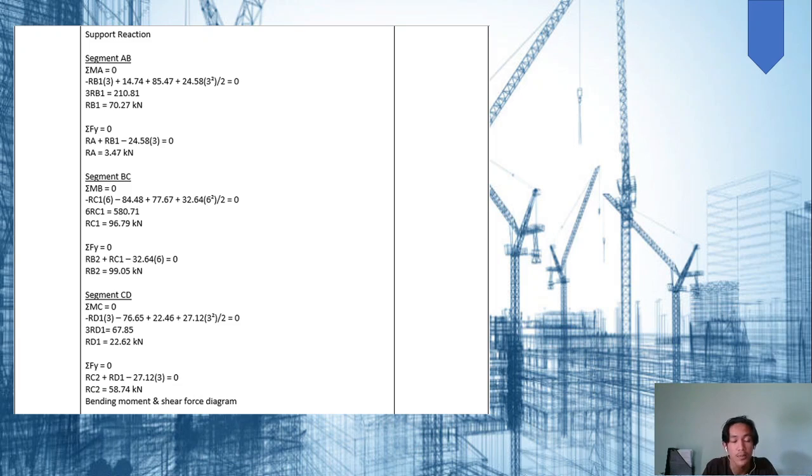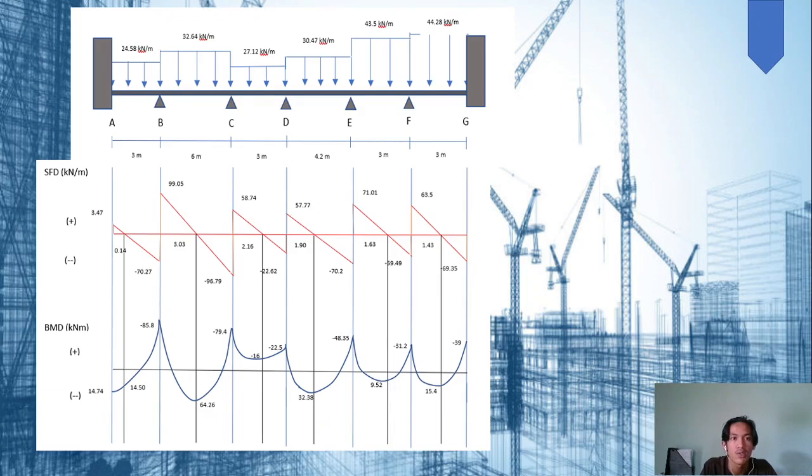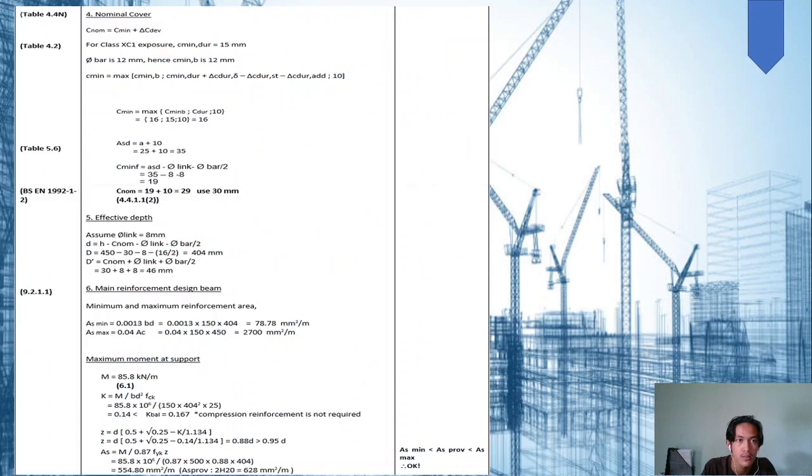And then we must calculate the support reaction at all segments in the continuous beam. We have segments AB, BC, CD, DE, EF, and also FG. After we calculate the reaction, we must provide the BMD and SFD, which is bending moment diagram and also shear force diagram. Okay, this is my SFD and BMD for the continuous beam. Then we proceed to the next calculation for designing the continuous beam.